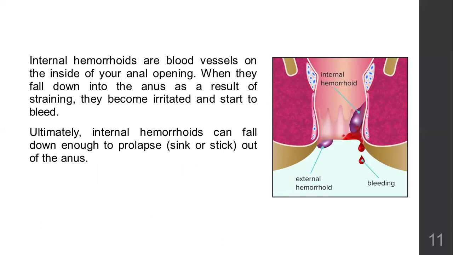Because of that, the veins slowly, because of gravity, not completely fall down, but their position shifts more downwards because of gravity and the weight of the blood that has pooled in the vein. So when they gradually fall down into the anus, and when you are passing hard, constipated stool, they can become irritated because of the pressure of the stool on these dilated veins. It can start to bleed.